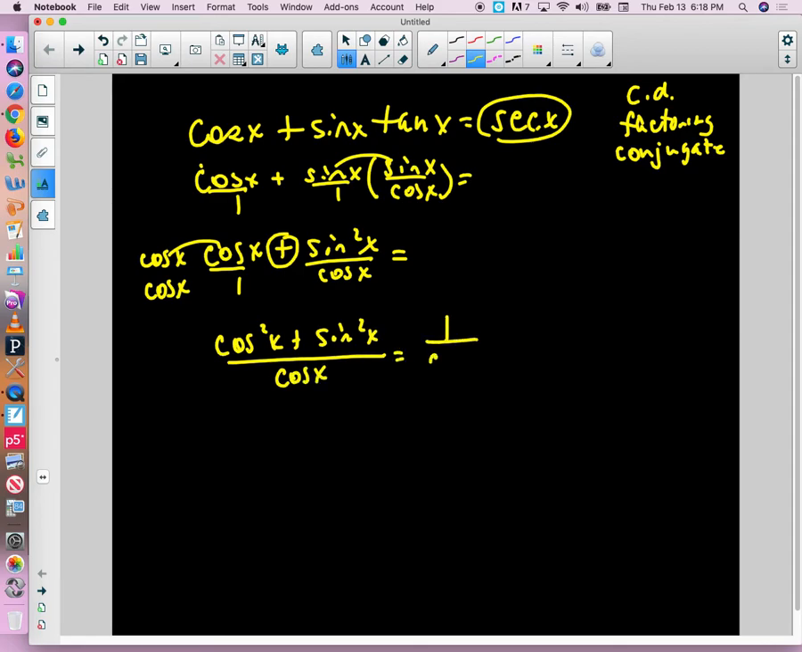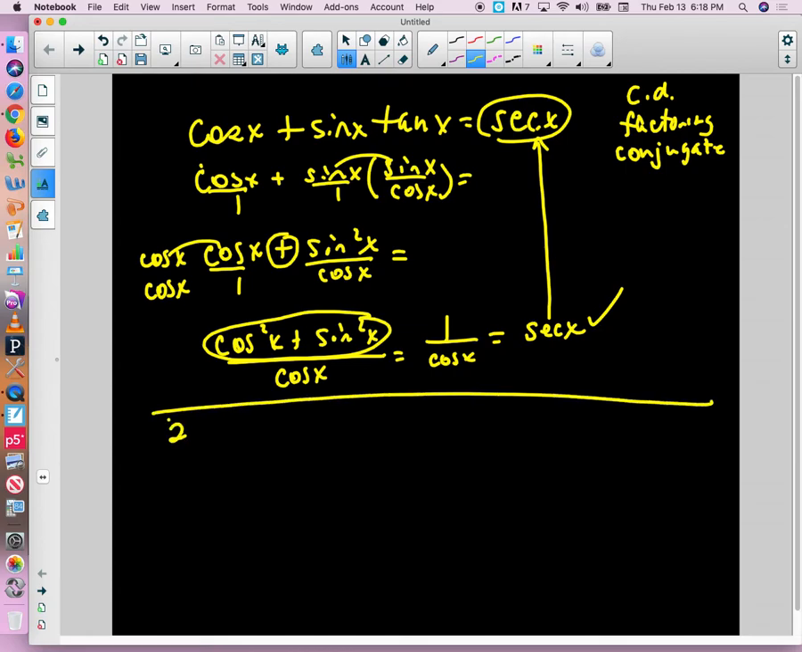That's 1 over cosine. Cosine squared plus sine squared is 1. That's why you need to memorize them so you'll recognize it. And 1 over cosine is secant, which is what I wanted. So I got that one.